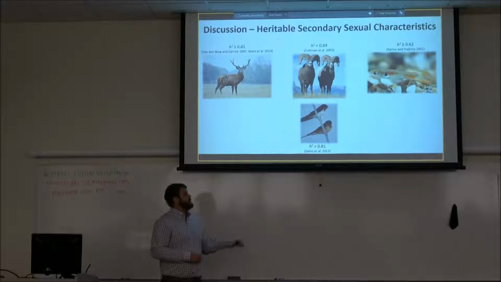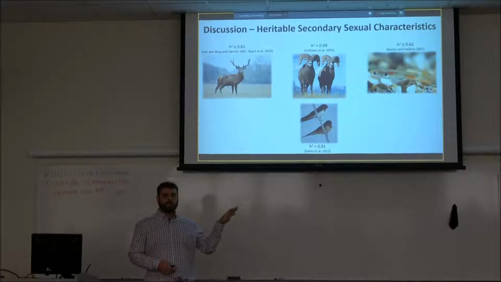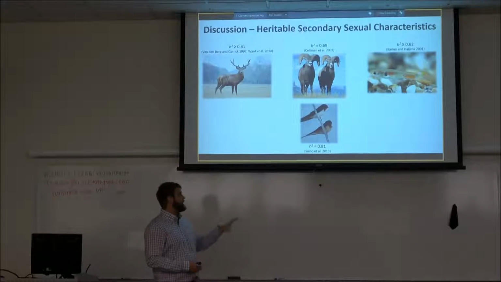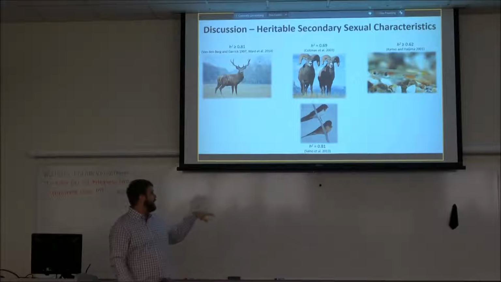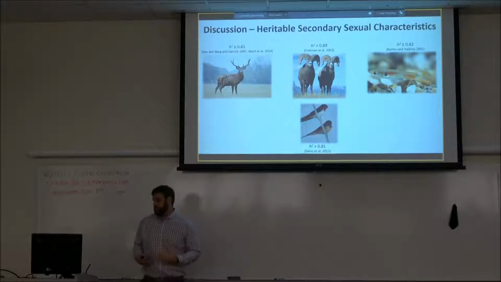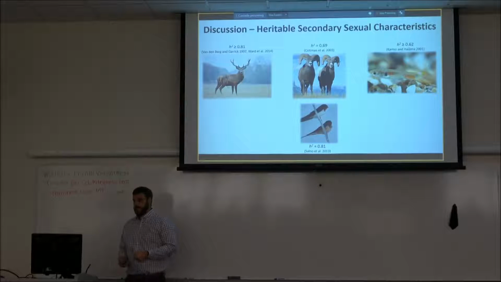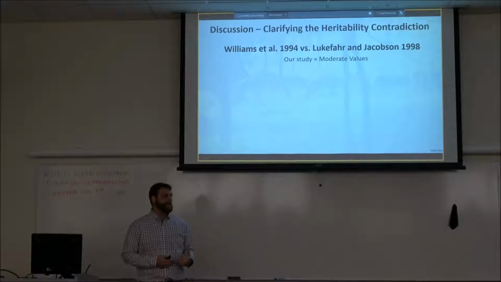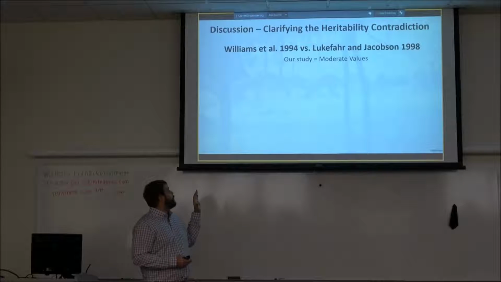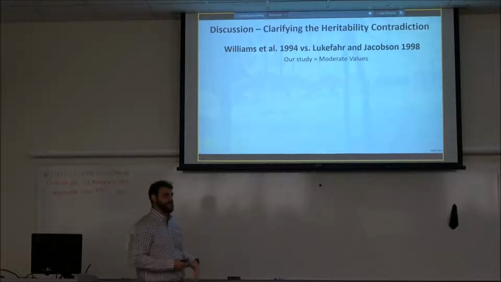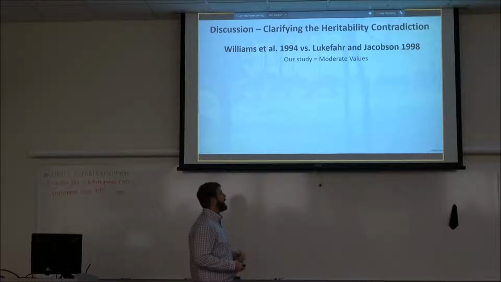So moving on to the discussion, we see that secondary sexual characteristics are highly heritable for several different species. Antler and horn size, spotting variation in fish, feather coloration in birds. These are all highly heritable characteristics. But we still saw basically 3 studies with 3 different estimates of heritability for antler characteristics of white-tailed deer. Williams et al. kind of represents one extreme, Lukefahr and Jacobson represent the other extreme, and our study was right in the middle.